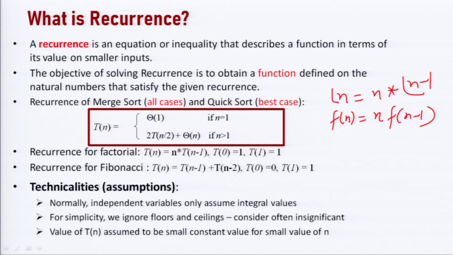It should be defined for base values also. For example, if we talk about factorial, factorial of 0 is 1, factorial of 1 is 1. So, this can be defined as t of 0 is equal to 1, t of 1 is equal to 1.